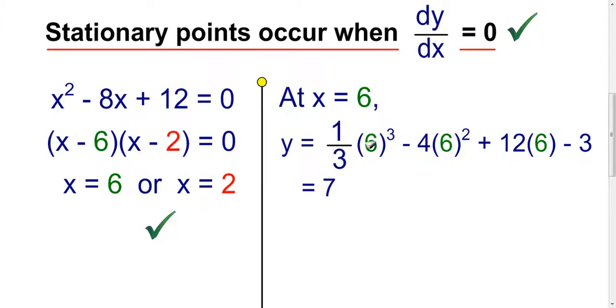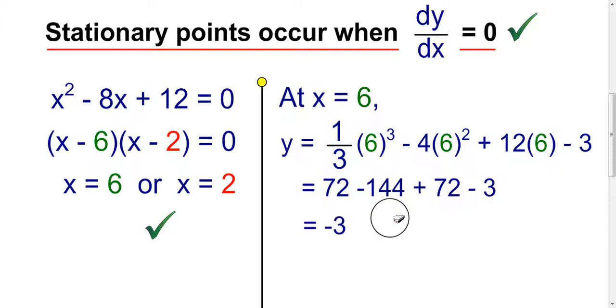So this first bit, cube 6 and third, and it comes to 72. Square 6 to get 36 and times by 4, so let's take away 144. Times 6 by 12 and you get plus 72, and then subtract 3. And that comes to negative 3. So that's your first y value worked out.